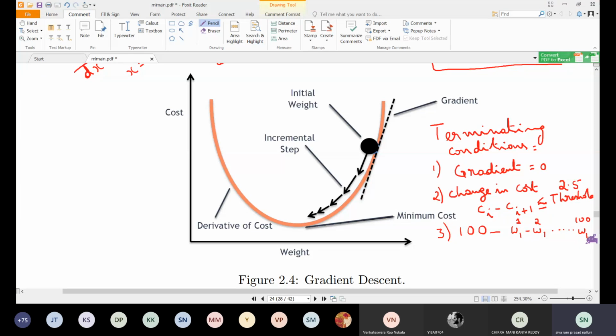After 100 iterations, whatever weight you get, you will be satisfied with that weight, that's all. In that case you may or may not get optimal value for the weight. Okay, in this case you will always get an optimal value for the weight. In this case again you may or may not get optimal value.